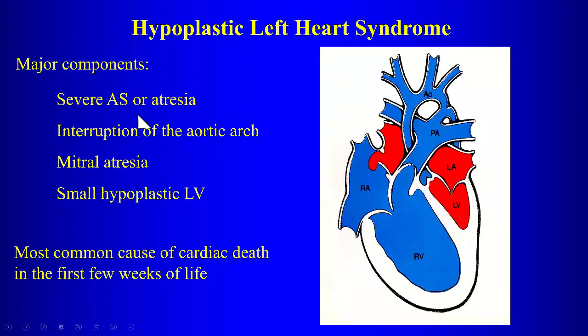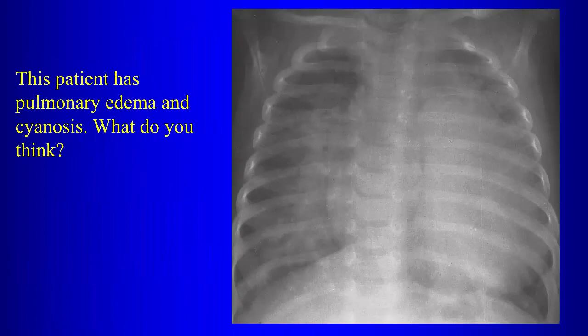Okay. The components of hypoplastic left heart: severe aortic stenosis or aortic atresia. You might have interruption of the aortic arch, mitral atresia. Essentially, the problem is there's very little blood flow through the left side of the heart in these patients, so they tend to have a small hypoplastic left ventricle. So if they have hypoplastic left heart, why is the heart big?